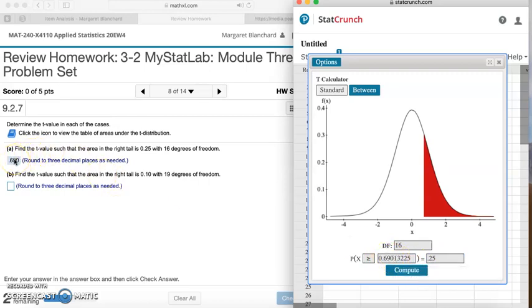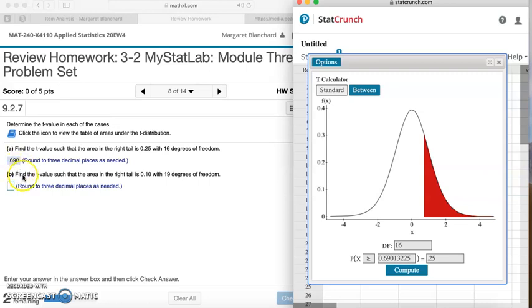So you see, you can do it with a table or you can do it using StatCrunch. You're going to get the same answer as long as you're doing it correctly. I do want to make sure you guys understand how the table works, because that way you can visualize what side of the t-value or z-value or whatever we're looking at. You need to understand what's going on there.